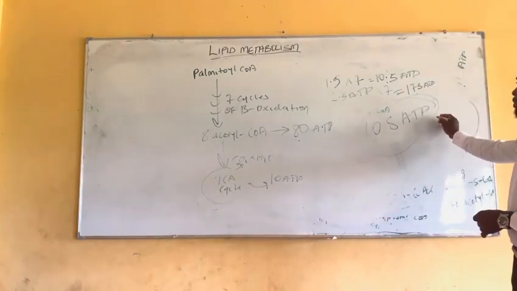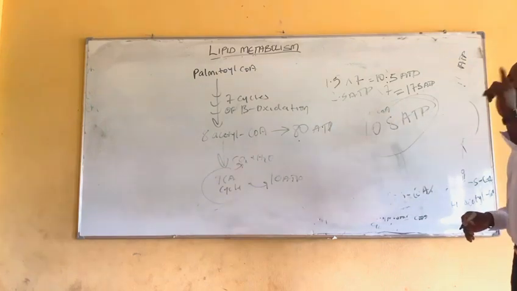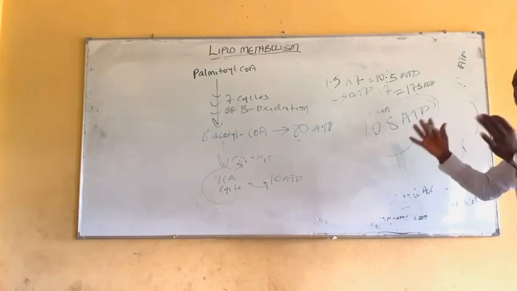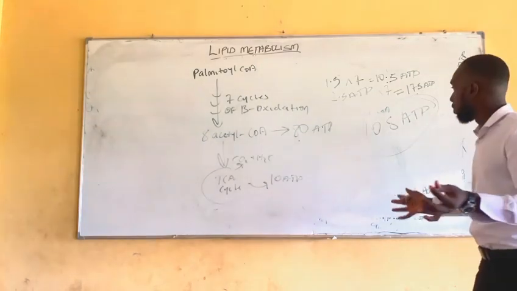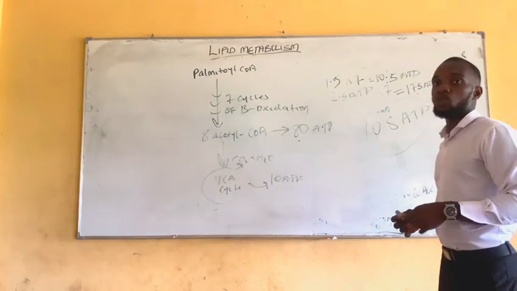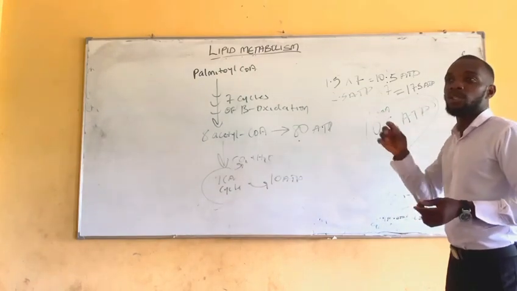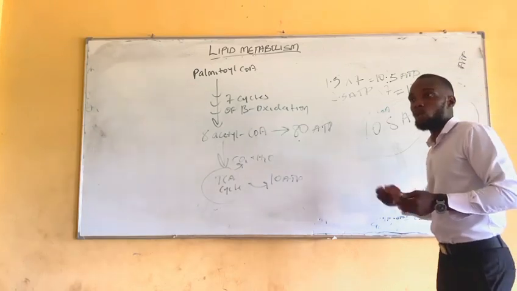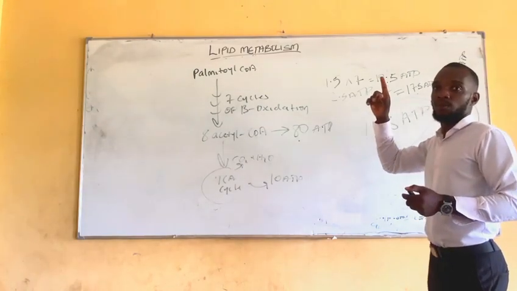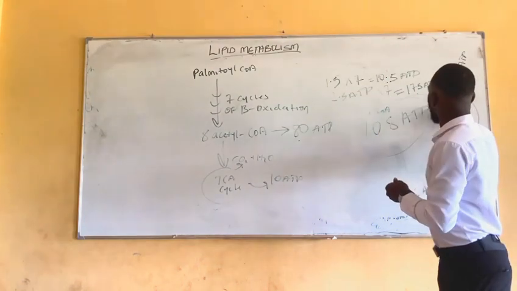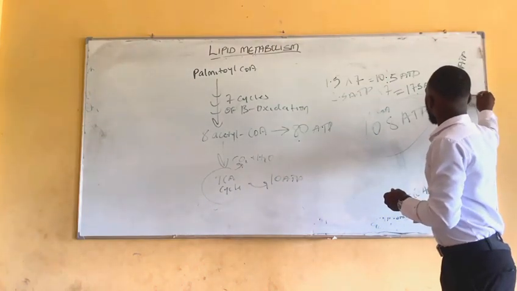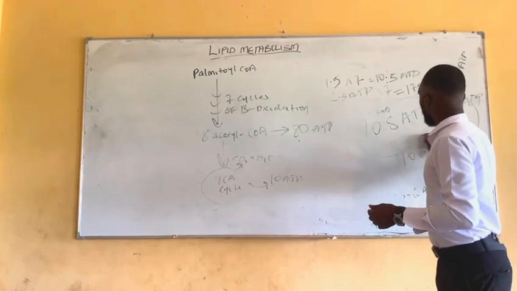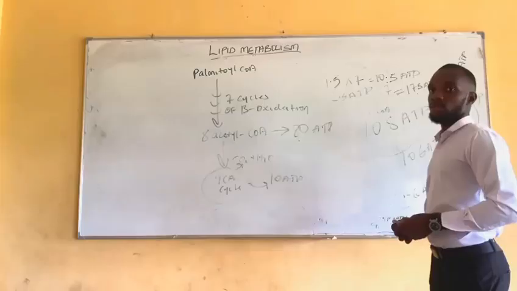Now you subtract from this. Do you remember the activation? I'm not asking about the energy yield, I want to know the net yield. So 108 ATP will now be subtracted by, do you remember that 2 ATP? You know that 2 high energy phosphate groups were consumed in the activation of the fatty acid. So you now minus it by 2 ATP. So the net yield is now 106 ATP.